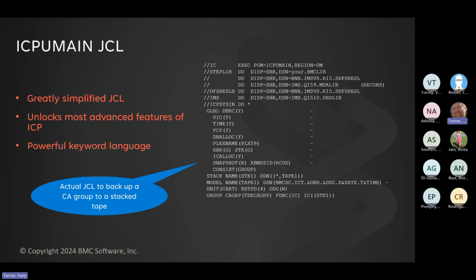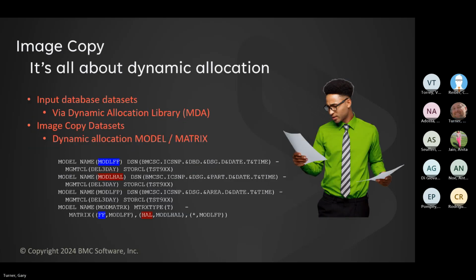So like I said, everything's based off dynamic allocations. You don't have to put everything in the JCL. As long as it can get to that recon, it's going to figure everything out for you. Some of the things we came out with a few years ago, we had customers that were running different types of databases. Some of it was full function, some of it was HDAM, some of it was FastPath, and they wanted to simplify some of their model statements that create the output image copy data sets. So in this one, you've got different models.